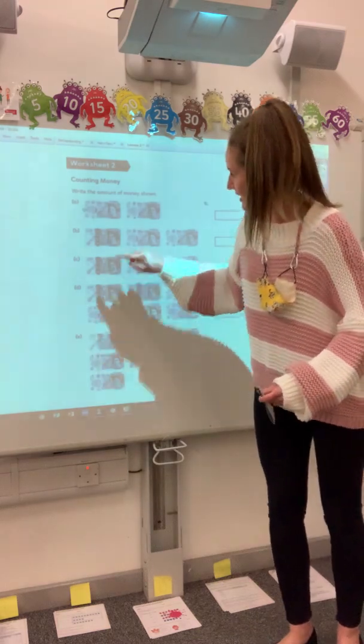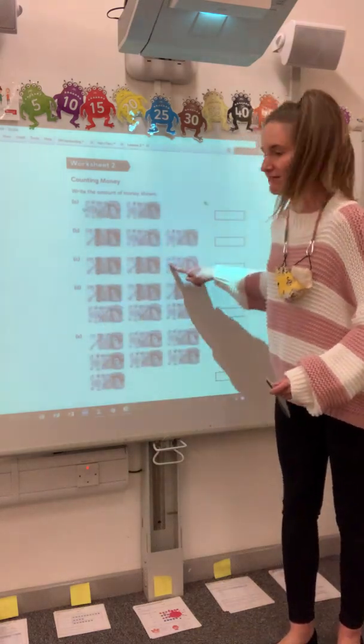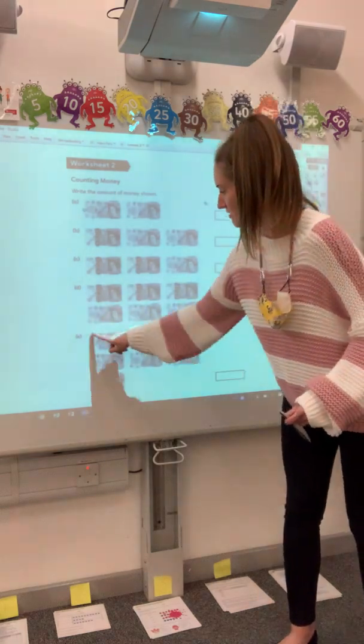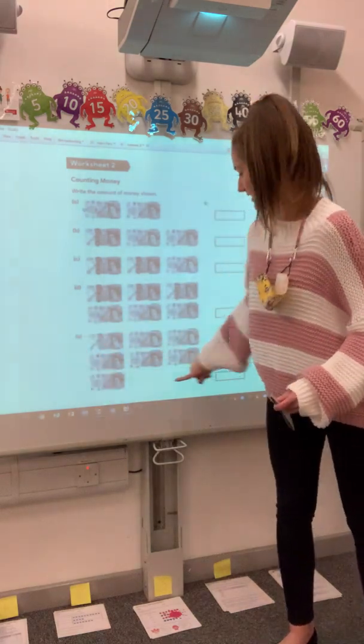Be careful though. A, B and C are in rows. D, you've got 2 rows to count. And E, you've got 3 rows to count.